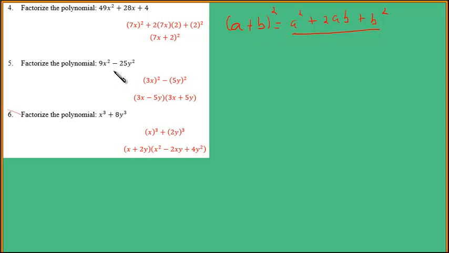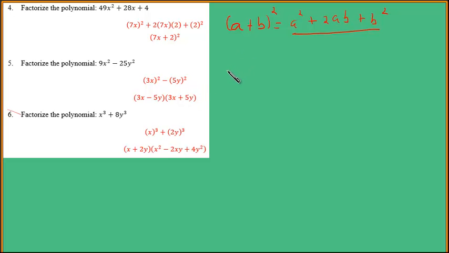Here we are given this difference to factorize. It should be fairly obvious that this is a difference of 2 squares, where the first one is 3x quantity squared and the second one is 5y quantity squared. Check it. 3x quantity squared is 9x squared. This squared is 25y squared. And so that becomes then 3x minus 5y, 3x plus 5y.